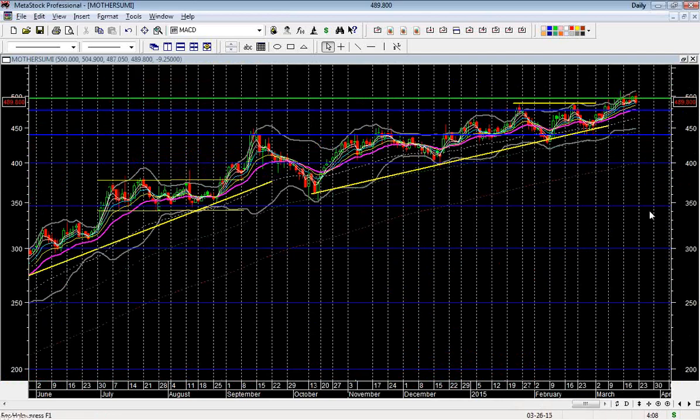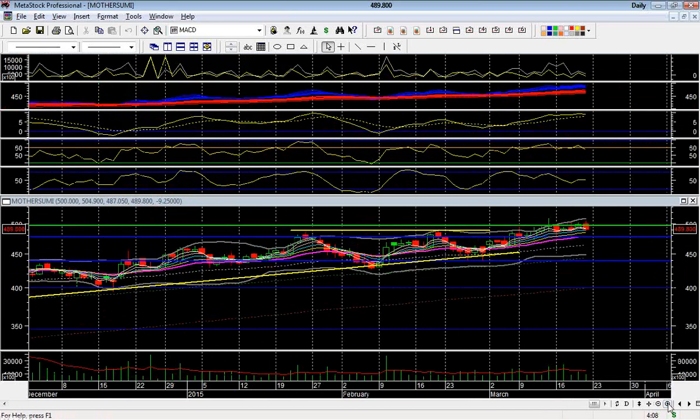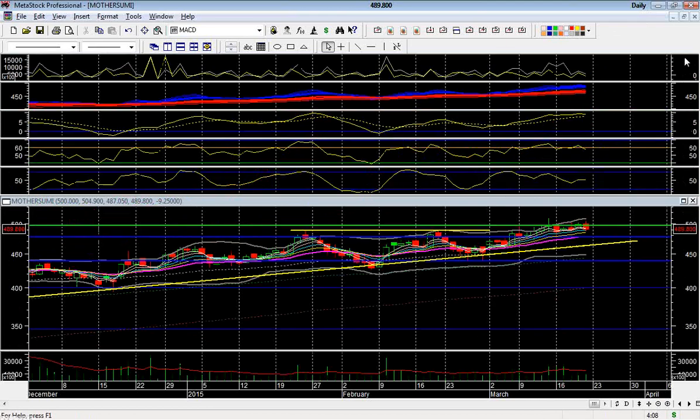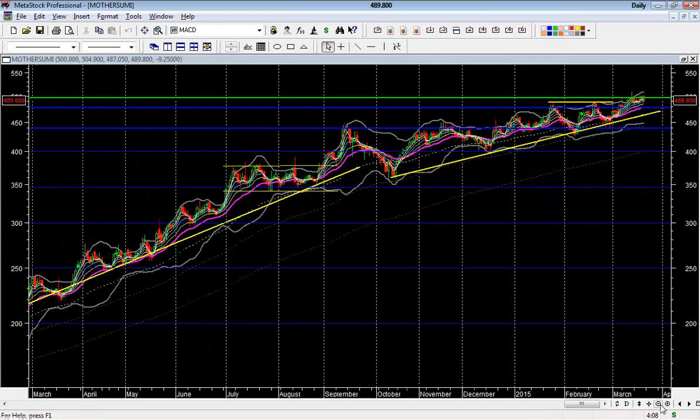Okay, so Motherson Sumi made a new life high sometime back, beginning to show some weakness, but I think the long-term trend is very much intact. There's absolutely no doubt about that. 550 psychological mark is going to be a resistance for some time in my opinion, but coming down, I think, on relatively low volumes, could come down all the way to 470, 465. And again, one has to be clear as to what exit rules one is going to have.